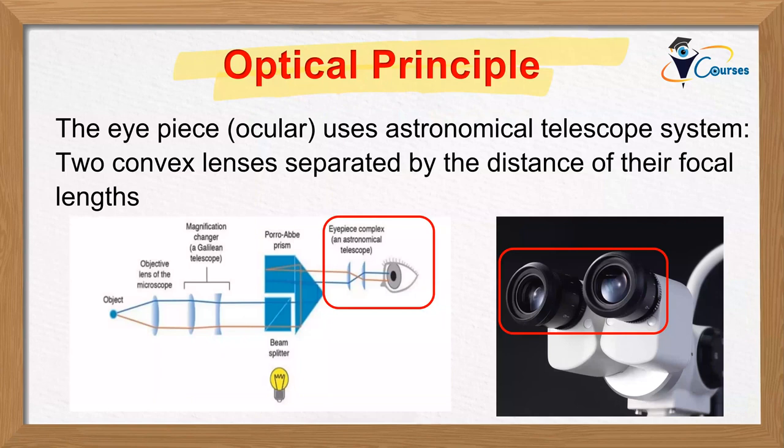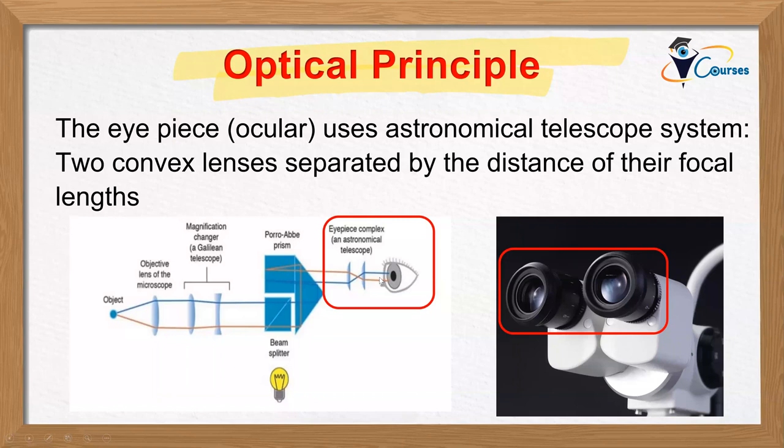So what is the optical principle of the slit lamp? This can also be asked in detail. All optics of the slit lamps are asked in the exams. The first thing in the slit lamp is the eyepieces. These eyepieces have an astronomical telescopic system. What is meant by astronomical telescopic system? This telescopic system has two convex lenses, separated by the distance of their focal lengths, and they invert the image. So the image I see through this astronomical telescope is inverted, okay?